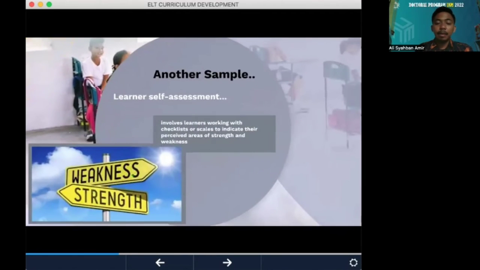And another sample of diagnostic assessment is learner self-assessment. Self-assessment usually involves learners working with a checklist or scales to indicate their perceived areas of strength and weakness. And one effect of diagnostic assessment can be to help learners set their personal goals for a course.